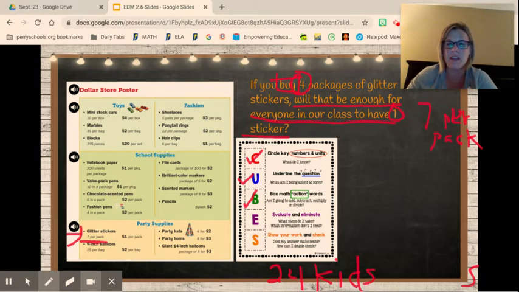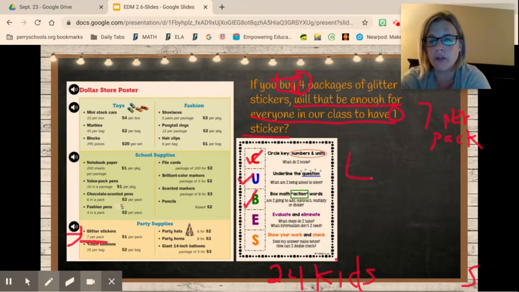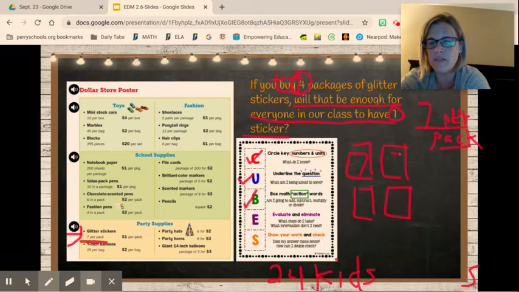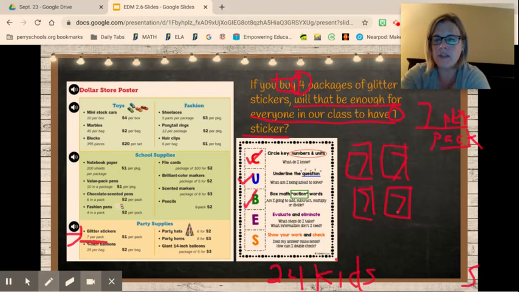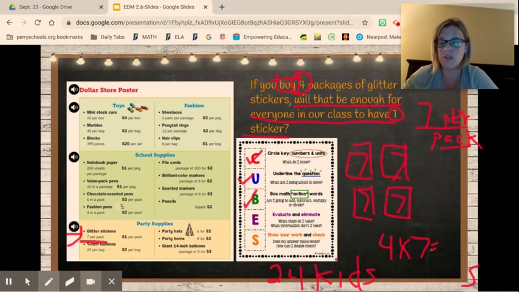It says I buy 4 packages. So I'm going to draw 4 boxes to show my 4 packages. And then I'm going to put 7 per pack. So 7, 7, 7, and 7. My number sentence is going to be 4 times 7 because I have 4 groups, equal groups.